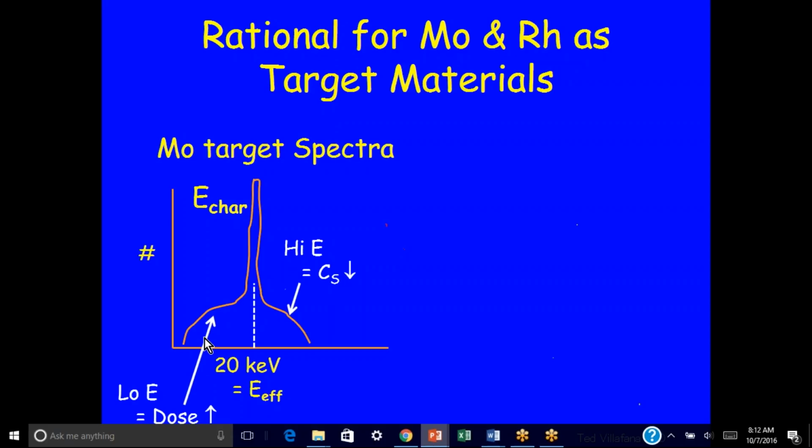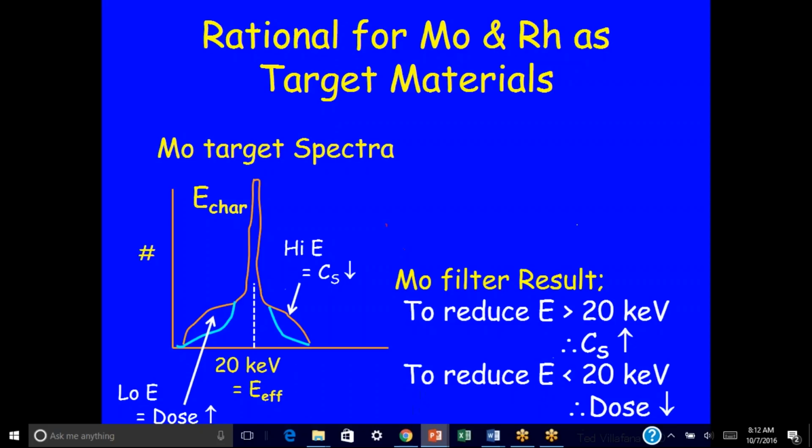So enter another concept. Let's put a filter in place that preferentially absorbs the lows and the highs, but get this, allows the characteristic radiation to go through 100%. No attenuation of the desirable 20 keV photon. How will that work? First, I'll show you the mechanism, and then I'll give you the principle behind it.